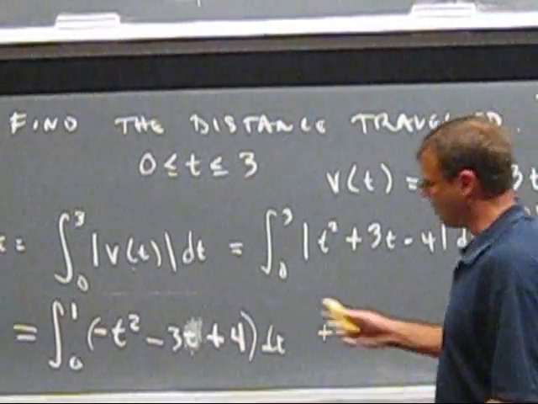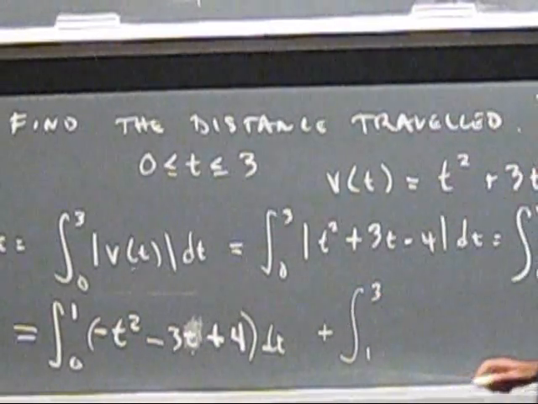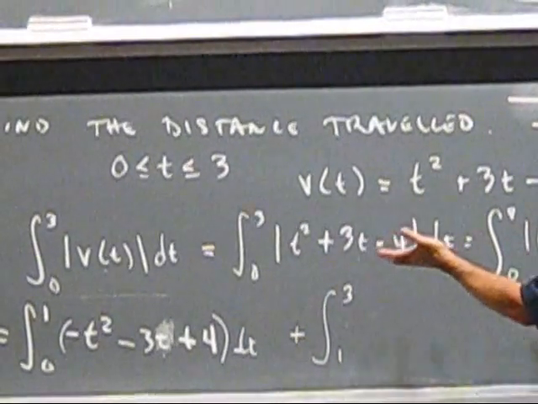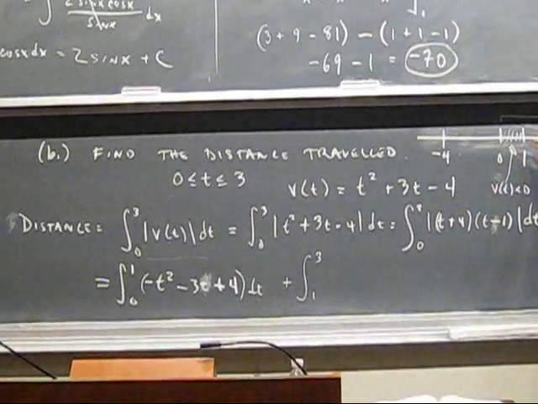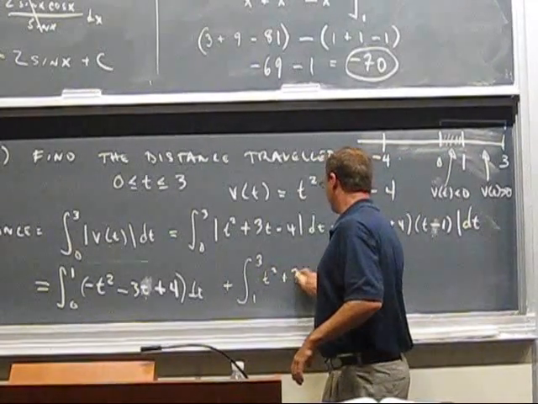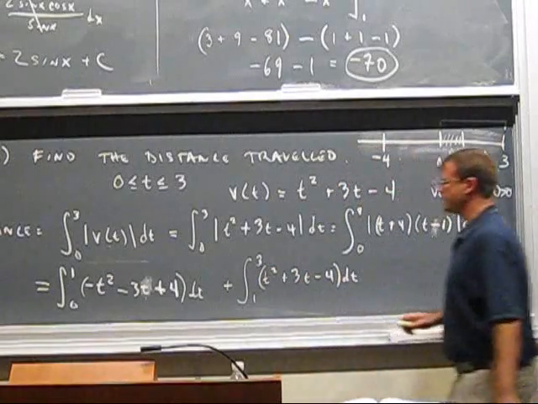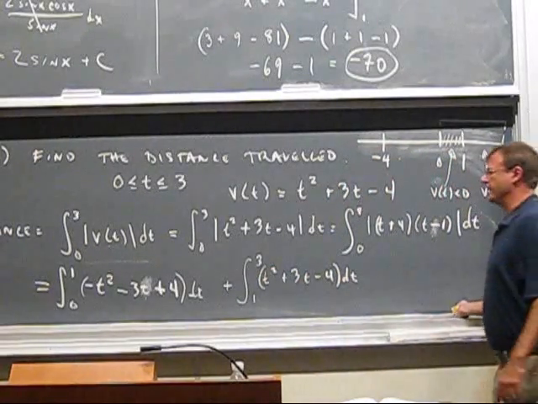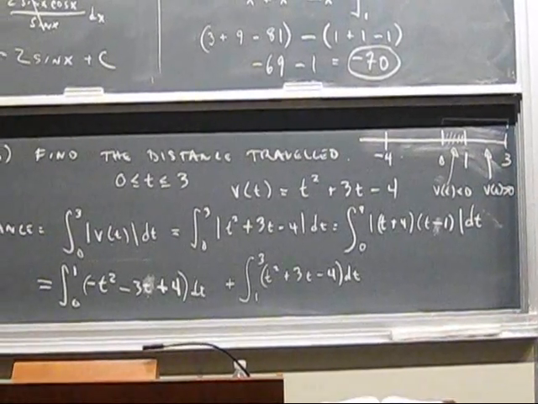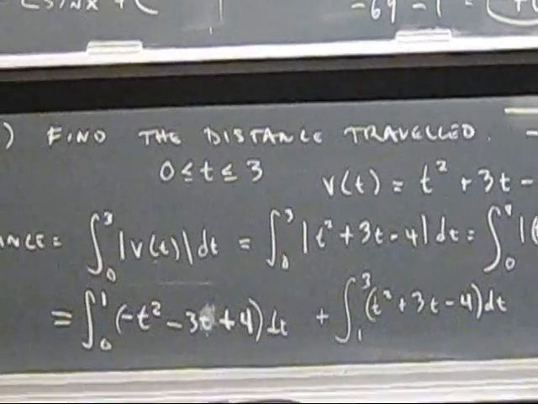Okay, that's part of it, 0 to 1, and then I have the other part from 1 to 3. And here, the absolute value is not even needed because we know that that term there is positive, so we can just ignore the absolute value. It's as if it wasn't there. Okay, so those are our two integrals that we need to compute. And I'll leave that for you guys to compute.